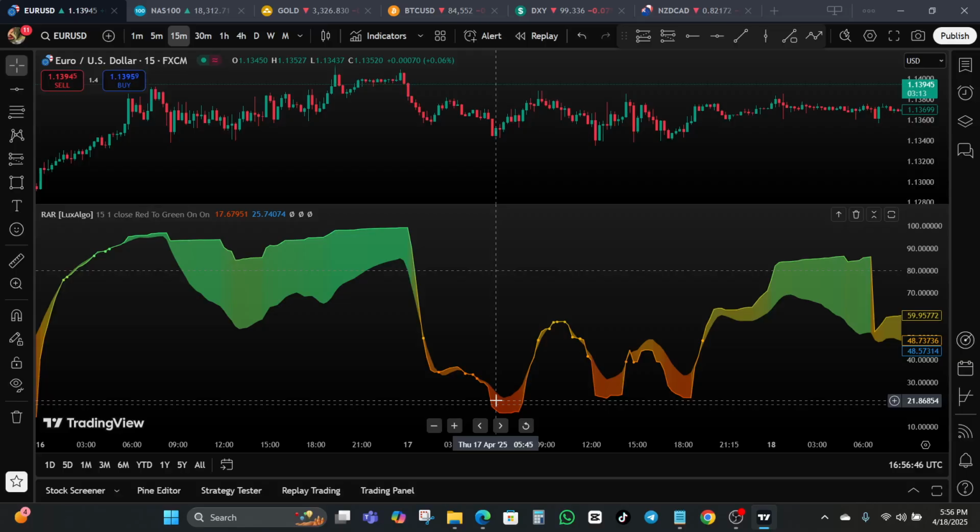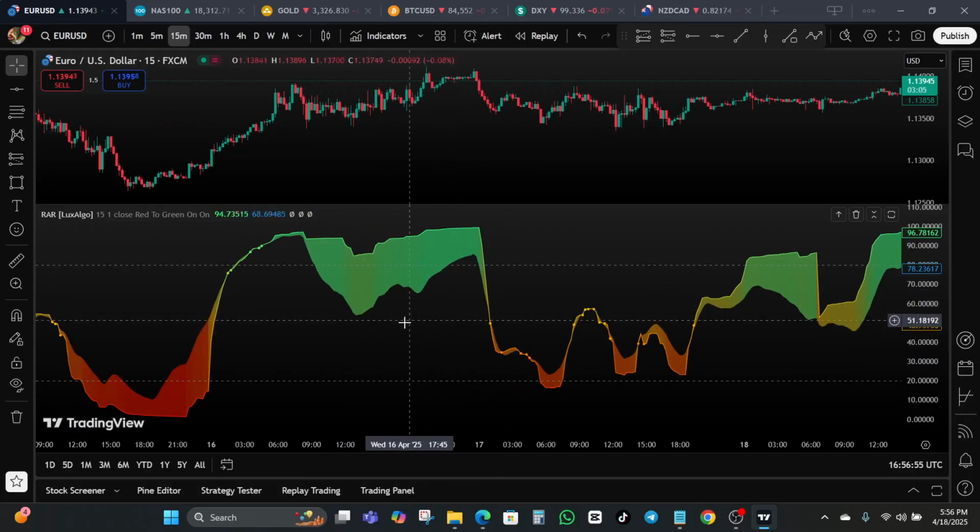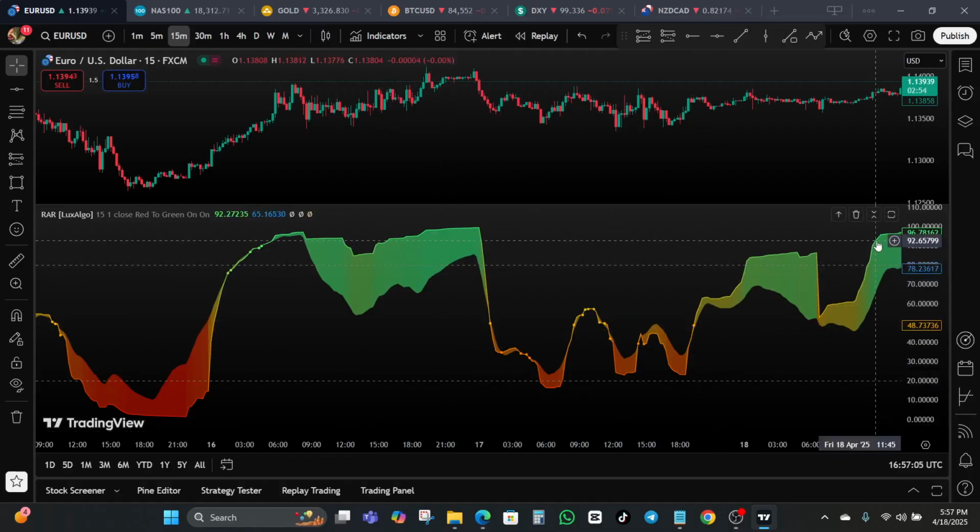Instead of just a single line, the Rainbow RSI gives you multiple colored zones, as you can see, that highlight the strength of the market momentum. The RSI typically ranges from 0 to 100, all right? And as you can see, values above 80 indicate overbought territory and values below 20 indicate oversold conditions.